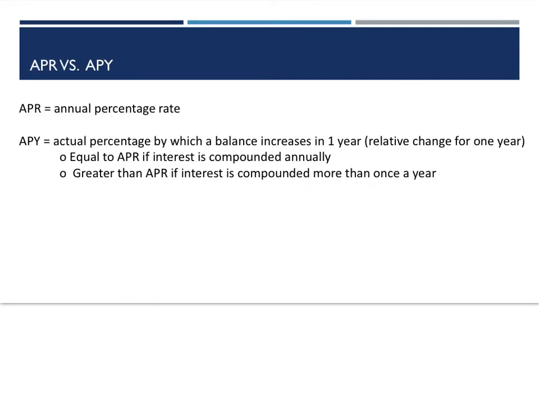So here we have it kind of summarized. The annual percentage rate is the amount of interest that they say they're going to pay yearly, but that's the amount before compounding. If compounding happens once a year, the APR is the same as the APY, the annual percentage yield. If interest is compounded more than once a year, then the APY is actually going to be more than what the APR suggests.